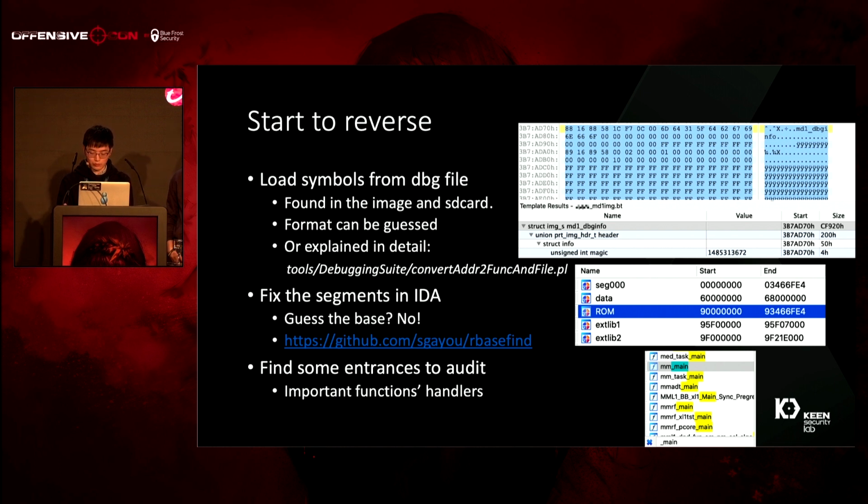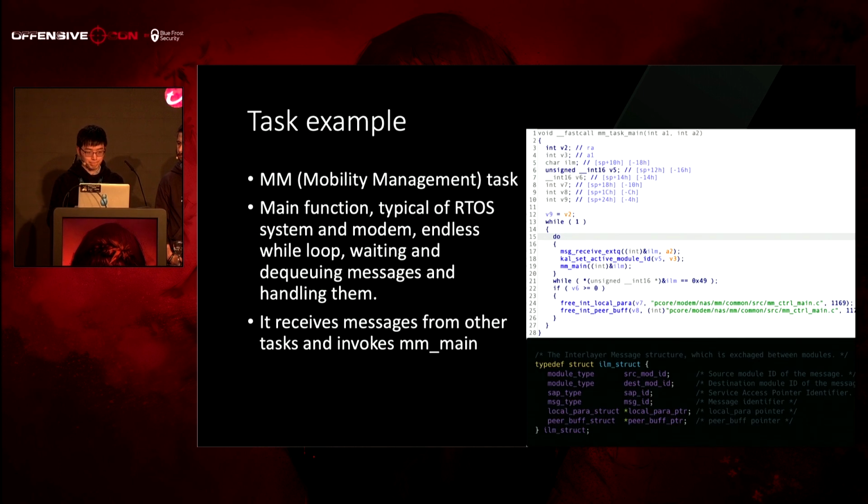After all the previous work, we can start auditing the code now. The entrances of incoming message handlers are good candidates, because the task main I mentioned before will call into them. Now I will take one of the tasks as an example to demonstrate the real code.